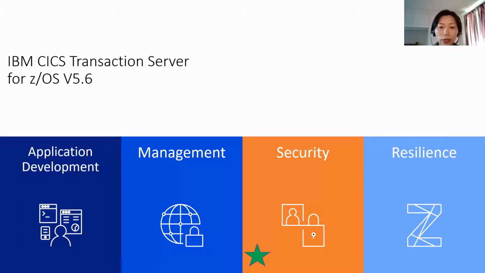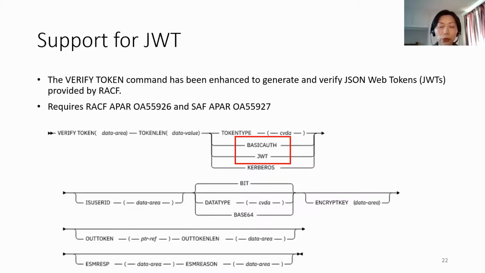Okay, so next I'm going to talk you through some of the security enhancements. The first one I'd like to talk about is CICS support for JSON Web Token. This is a JSON format security token, and it can be generated for a client, such as a web browser, to sign in and to carry on the conversation with the server.